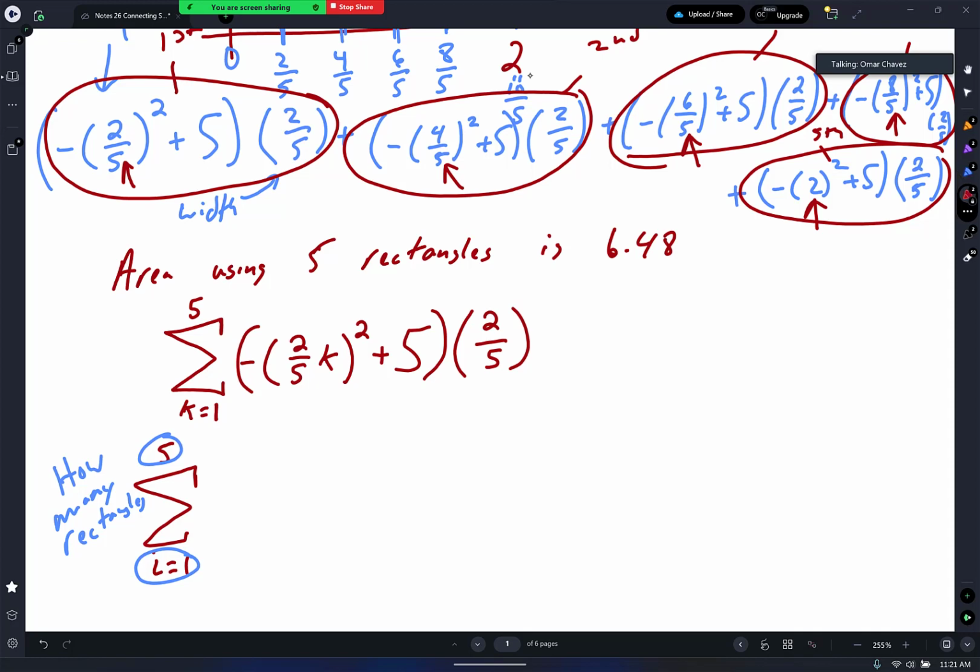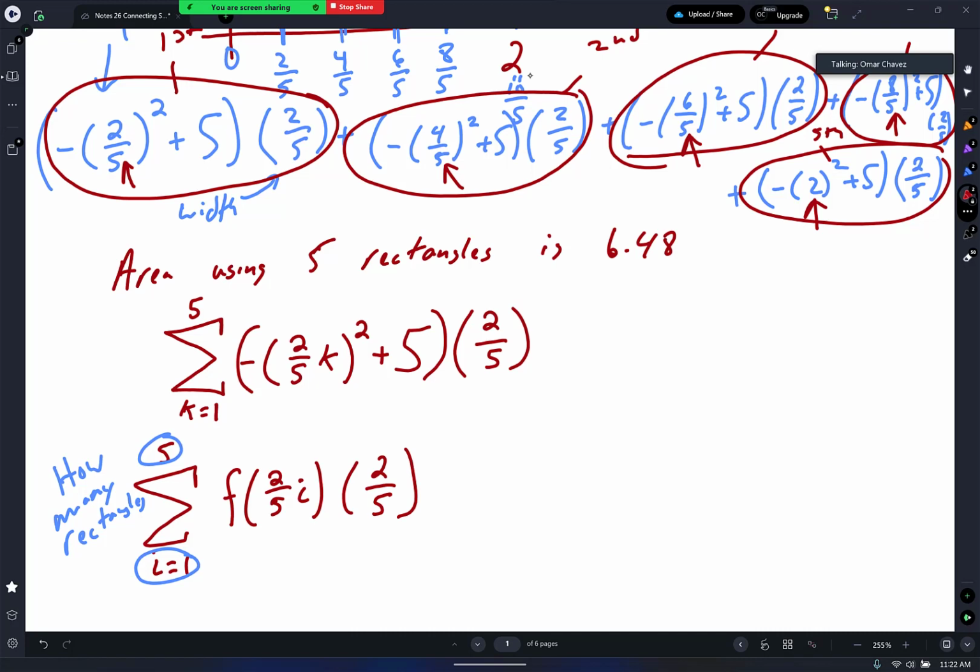So here we go. What did I say? We're going to use the letter I and write it differently. So you could write it like this. F of 2/5 I, close it, times 2/5. And that will give you the same answer.